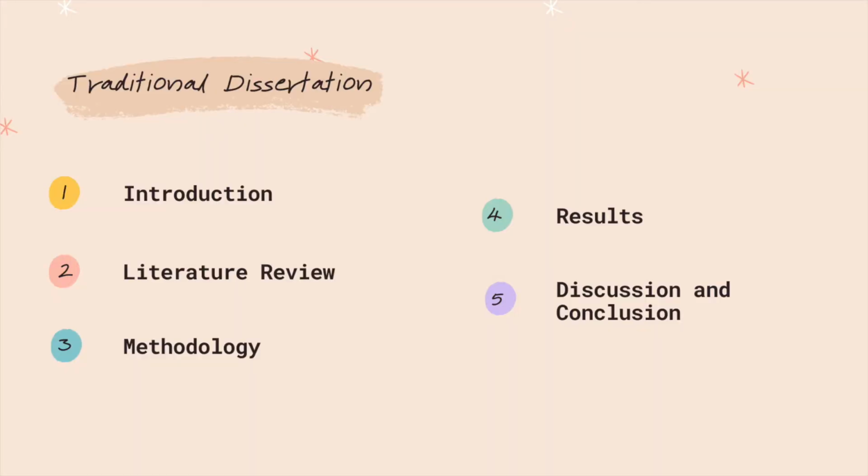So let's review. The traditional dissertation includes 5 chapters. The first chapter is the introduction, which introduces the reader to the topic of the research as a whole. The second chapter is the literature review, which provides related literature usually from scholarly academic articles that builds a case for why the dissertation writer is researching the specific thing that they are.